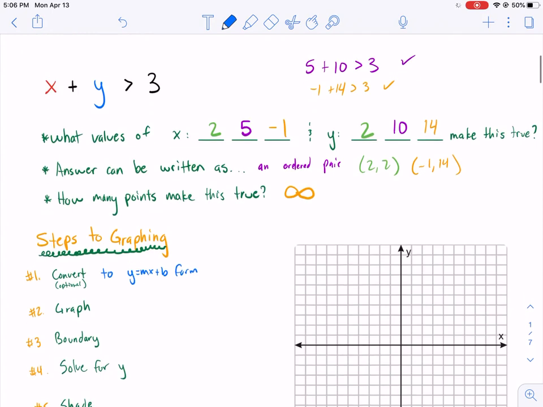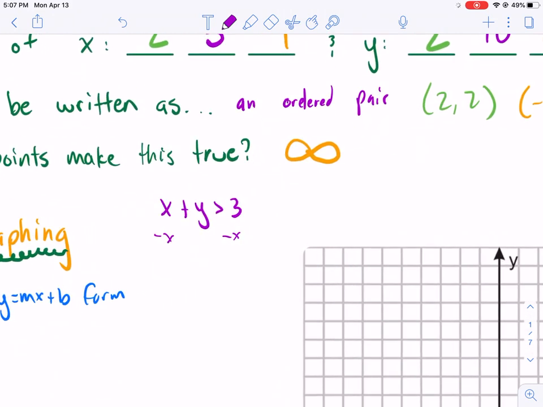Okay? So the first thing we're going to do is take the example that we've been given. x plus y is bigger than 3. Now, I think it's best to solve for y, get y by itself. So I'm going to subtract x from both sides. And I get y is greater than 3 minus x. Okay? Now I need to graph this.